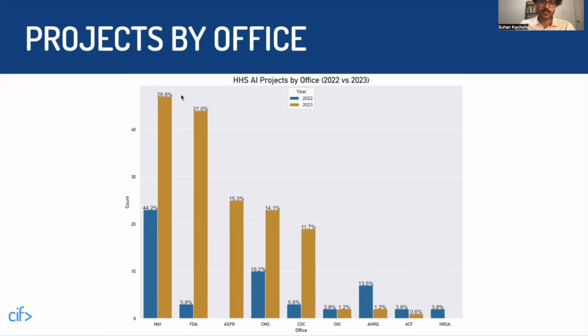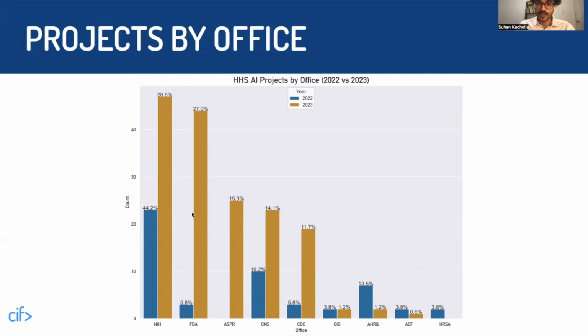This graph shows how much each office contributed to that year's number of AI projects. So the percentages you see are for the respective year alone. NIH, for example, had around 20-something projects in 2022, which were 44% of the total amount of projects that year. They nearly doubled this year in terms of the absolute number of projects, but they compose around 30% of the total projects this year. So there was actually a decrease in the overall percentage this year.